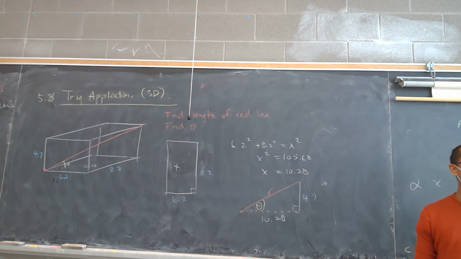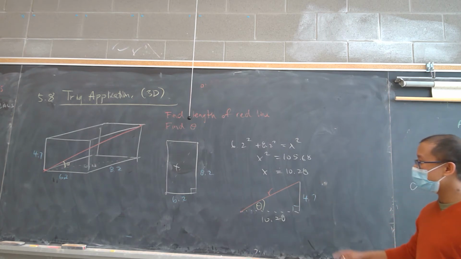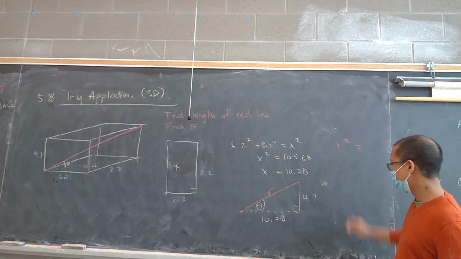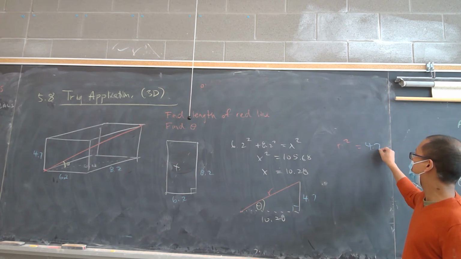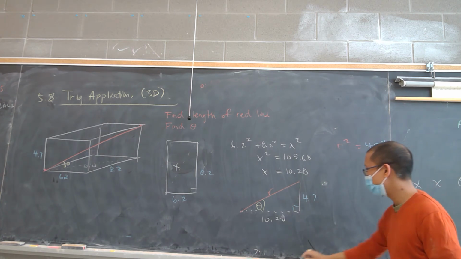Any volunteer from the class who can think of how to solve for this red line? Any volunteer, an idea, a strategy? You don't have to give me the answer. No? We're going to use the Pythagorean theorem again. So r squared is equal to 4.7 squared plus 10.28 squared.